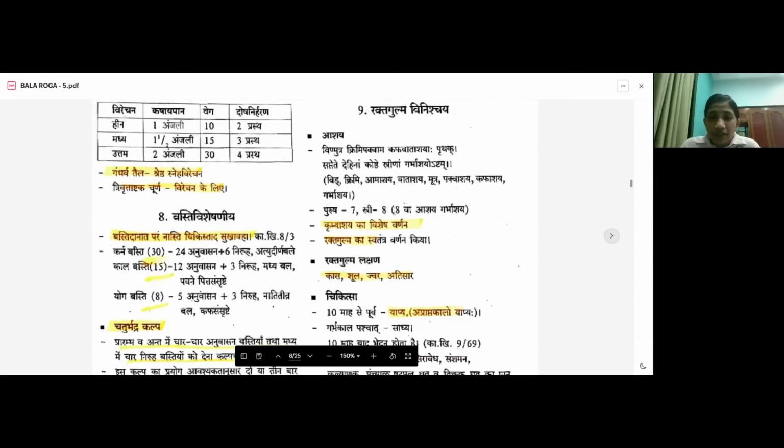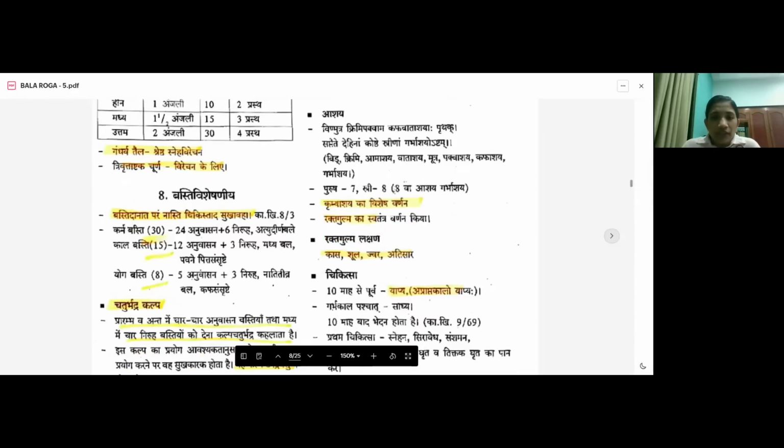For females, there are 8 Ashayas. That 8th Ashaya is known as Garbhashaya, and purush ke liye 7 Ashaya hai. And Kashyapa mentions the Krimi Ashaya, Visheshan Varnan. He mentioned the specific Ashaya that is named Krimi Ashaya, and he also mentioned the Raktagulma ka Svatantra Varnan. So a special chapter for the Raktagulma is present in Kashyapa Samhita, Khilasthana. Okay. The lakshanas of Raktagulma are Kasa, Shula, Jwara and Atisara.